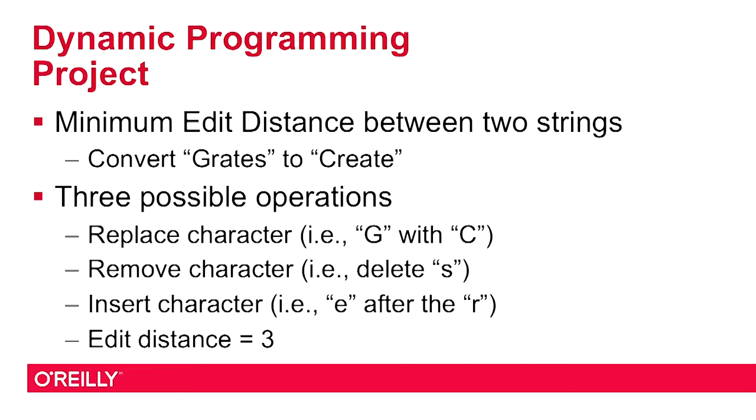I can look at two words. In this case, I've got a word greats, another one create. And if I look at it carefully, I could say, well, if I convert that first G into a C, that's a replacement operation. If I delete that S, that's a removal operation. And if I insert another E right after the R, I will convert greats into create. And I can do that in 3 steps.